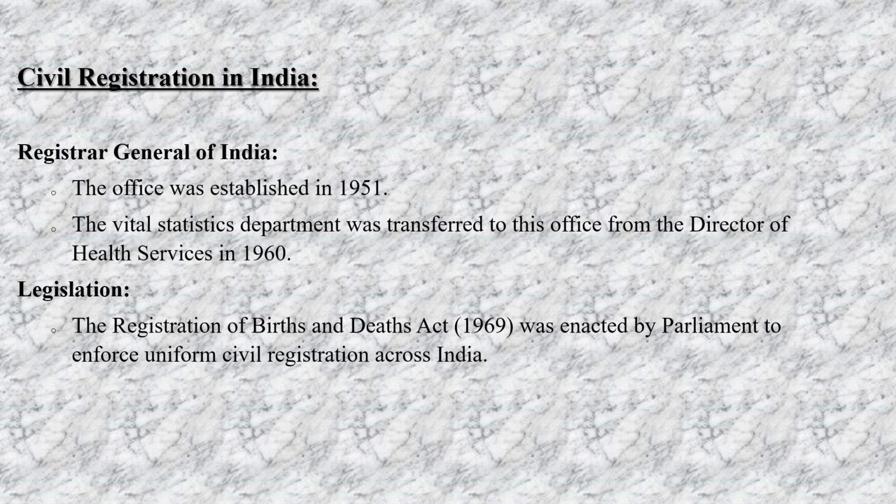Civil registration in India. Registrar General of India. The office was established in 1951. The Vital Statistics Department was transferred to this office from the Director of Health Services in 1960. Legislation. The Registration of Births and Deaths Act, 1969, was enacted by Parliament to enforce uniform civil registration across India.